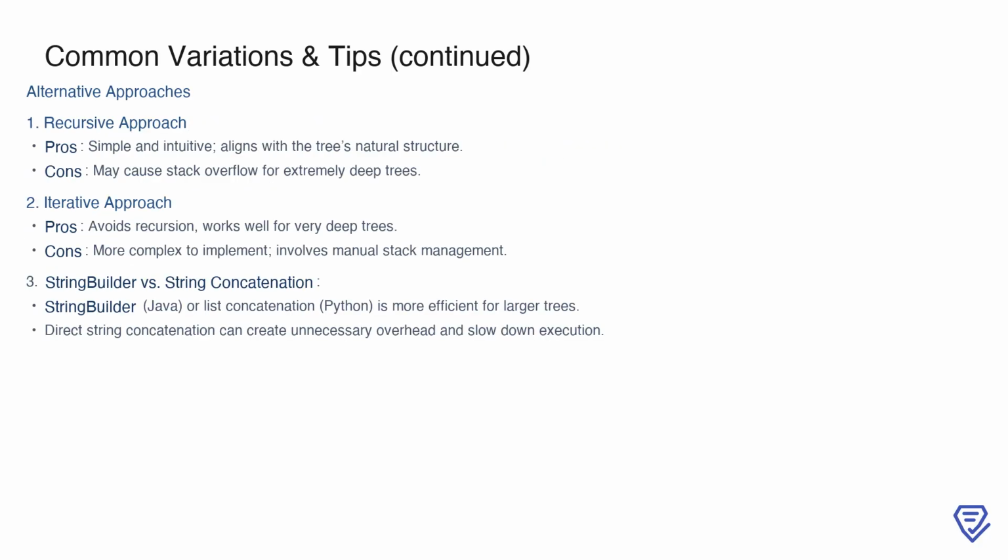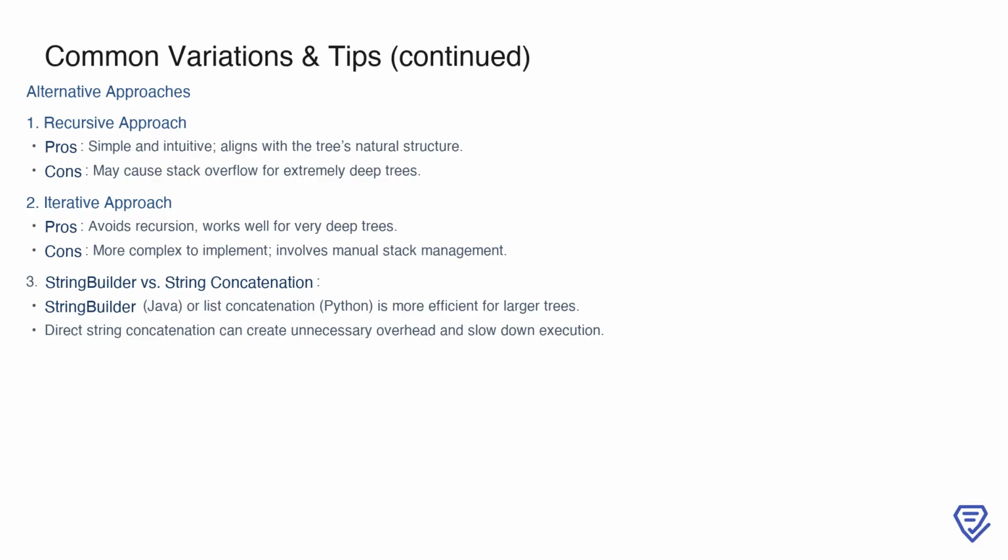There are alternative approaches to solving this problem, each with its own trade-offs. The recursive approach is often preferred because it is simple, intuitive, and aligns naturally with the hierarchical structure of trees. However, it does have a downside. For extremely deep trees, it can lead to stack overflow due to excessive recursion depth. The iterative approach, on the other hand, avoids recursion and is better suited for very deep trees, but it is more complex to implement and requires careful management of a manual stack.